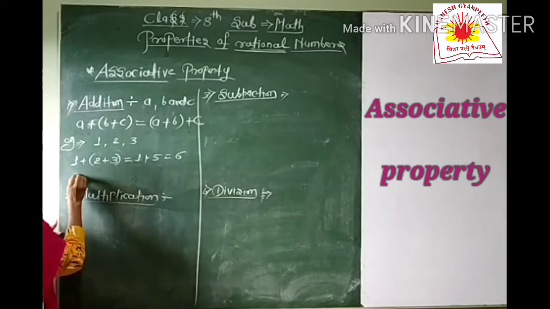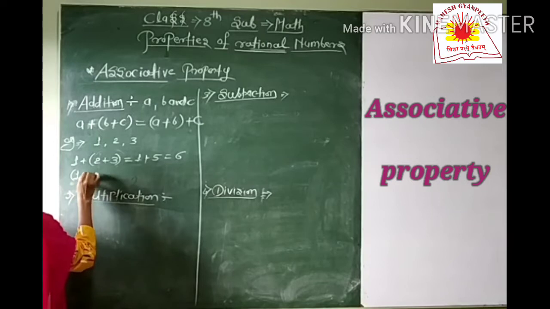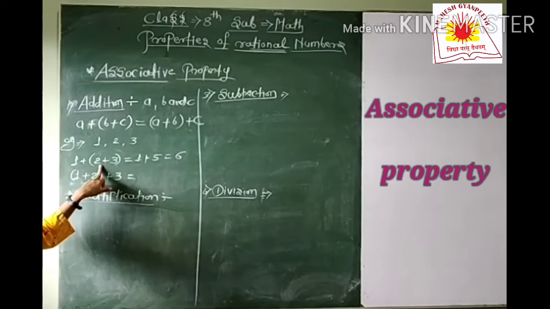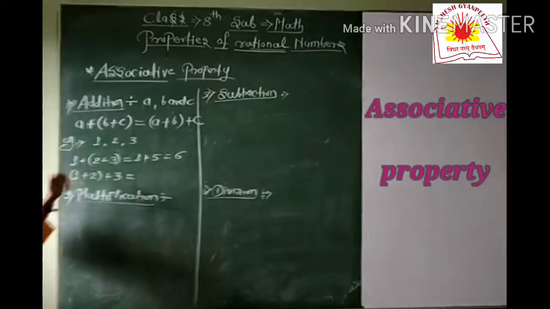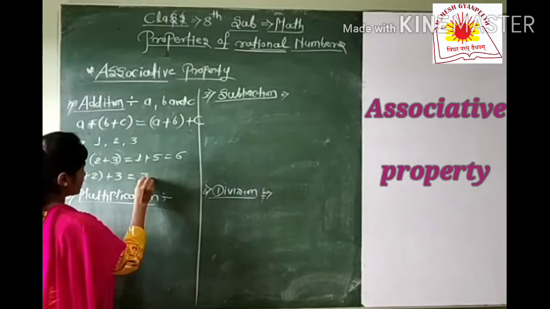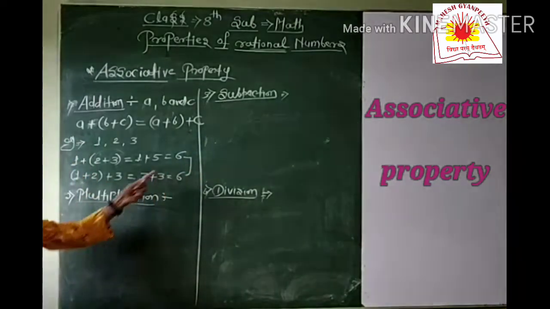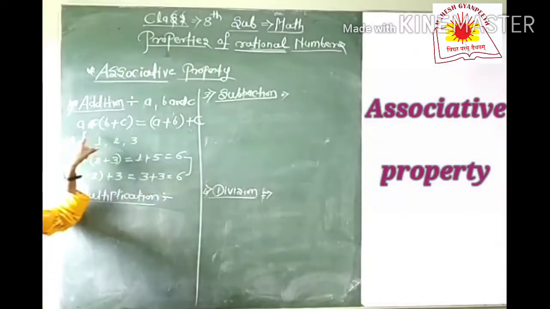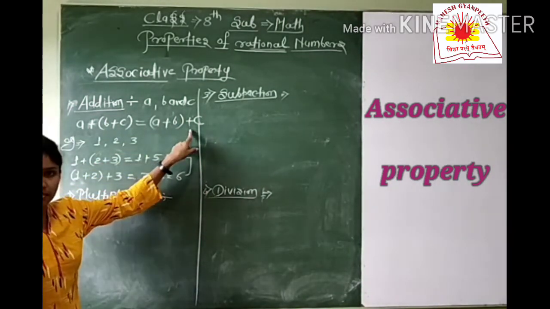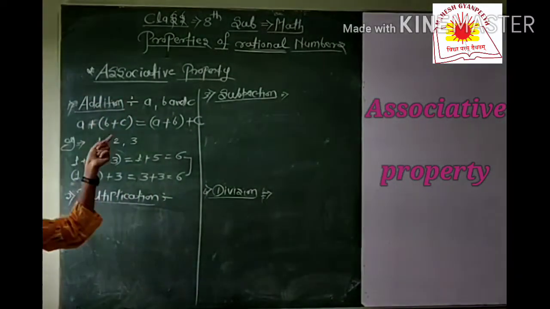Now on the RHS side: in bracket 1 plus 2, plus 3. On the LHS side, the group is the second and third numbers. On the RHS side, the group is the first and second numbers. Then 1 plus 2 is 3, plus 3 is 6. Then LHS is equal to RHS. So A plus in bracket B plus C is equal to in bracket A plus B, plus C. It is applicable. This associative property is applicable to addition.